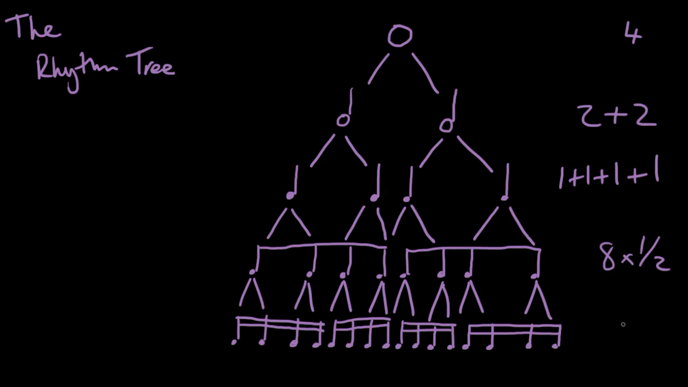And so there we go, my very crudely drawn 5th level to this rhythm tree, showing that we can fit 16 semiquavers, or 16th notes, into the same amount of time that it takes us to play one semibreve, 2 half notes, 4 quarter notes, or 8 8th notes. And so we could write this down here as 16 times a quarter.